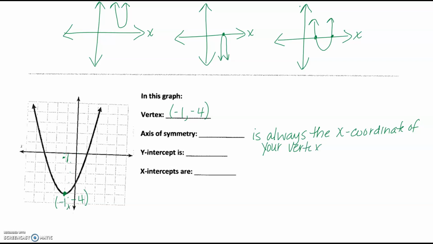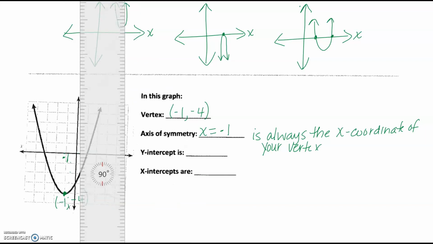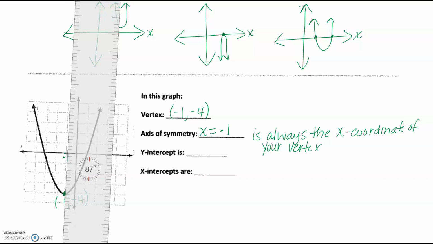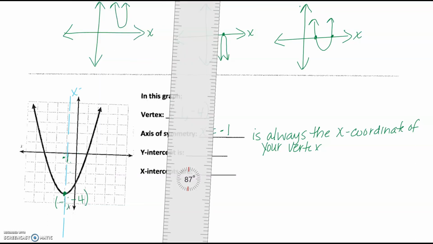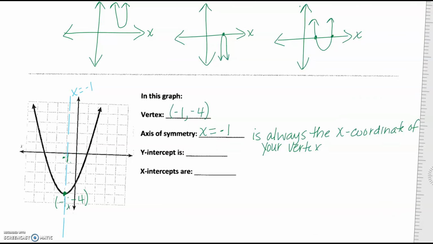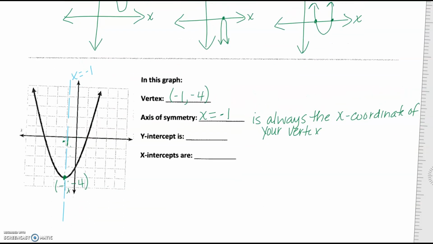So if I look at my vertex, -1, -4, the axis of symmetry is an equation, x equals -1. So you don't want to just write -1, you want to write x equals -1. In a moment, when we create our graphs, we will indicate our axis of symmetry by drawing a dotted line through x equals -1. That is splitting our parabola symmetrically.